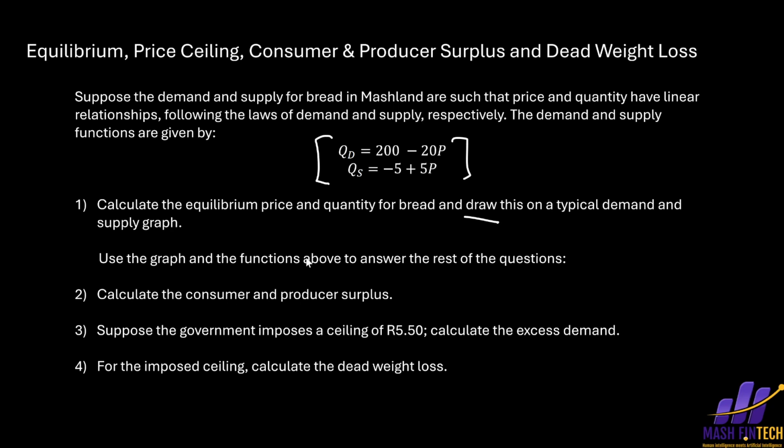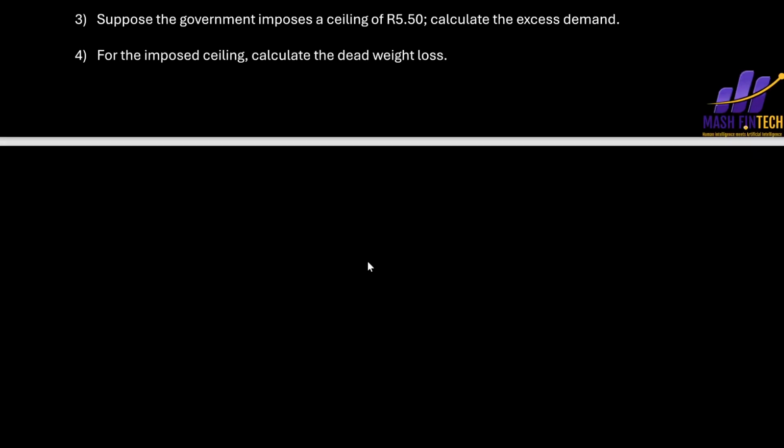After which we then calculate the consumer and producer surplus. Suppose that the government imposes a ceiling of R5.50. We calculate the excess demand, and finally, for that ceiling, we calculate the deadweight loss. Let's get straight into it.